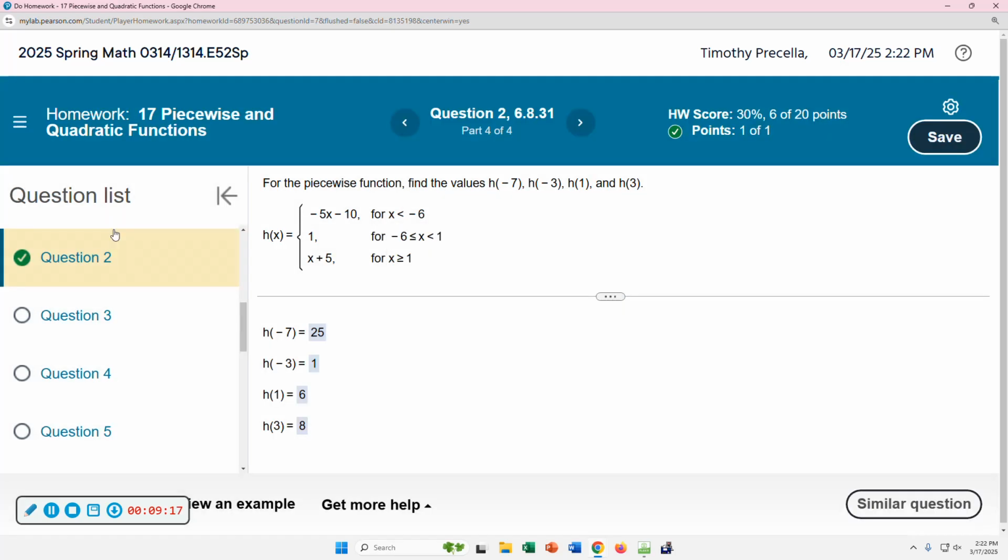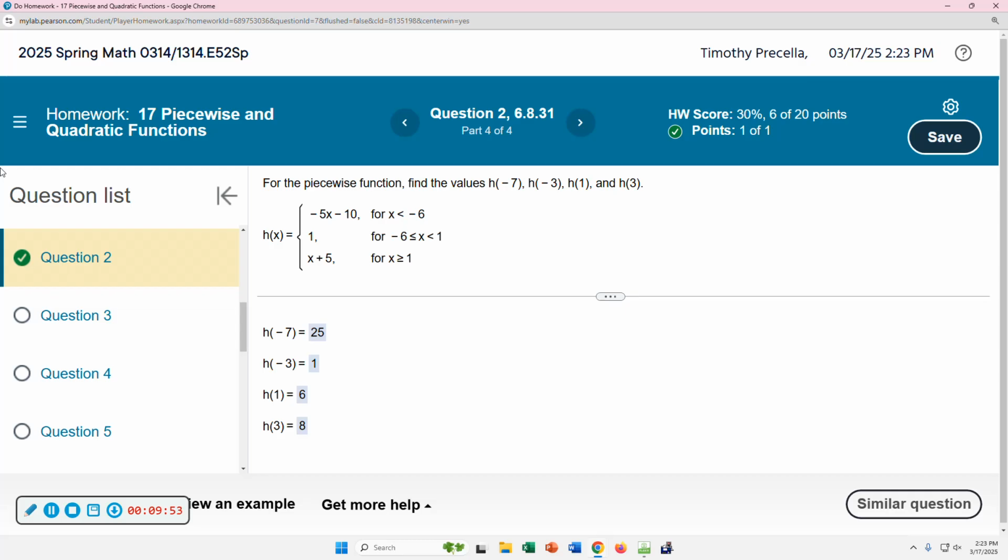Okay. I still seem a little hazy there, fuzzy. So how about this one? I'm going to make up one. h of 0. Which piece will we use to evaluate h of 0? Is 0 smaller than -6? Is 0 between -6 and +1? Or is 0 bigger than 1? It's between -6 and +1, which means we're using this green piece.